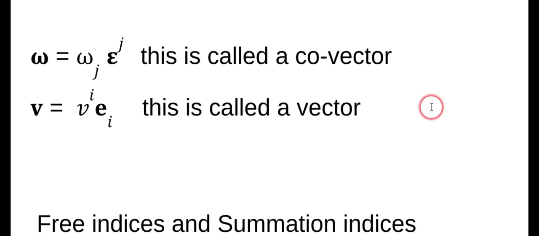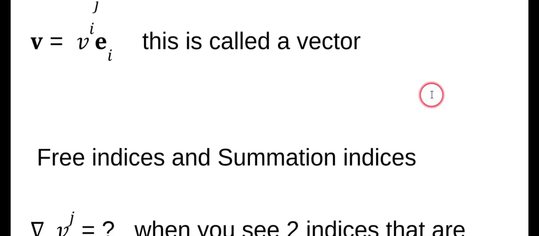So that was just an introduction to why we do this like this, because it makes a tensor equation. Now let's look at the point of this, which was the free indices and summation indices, okay?